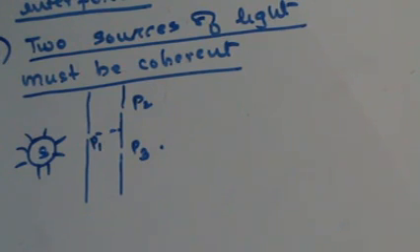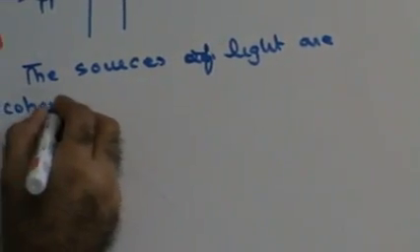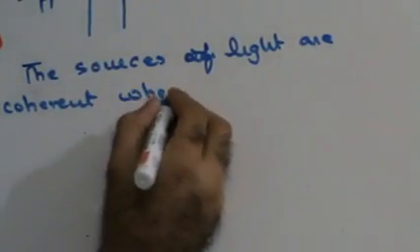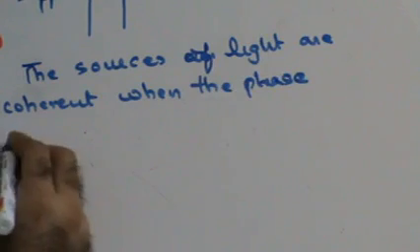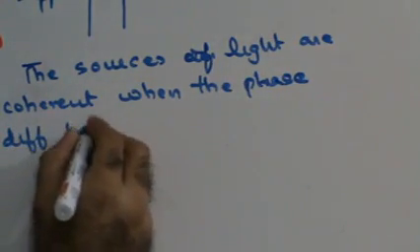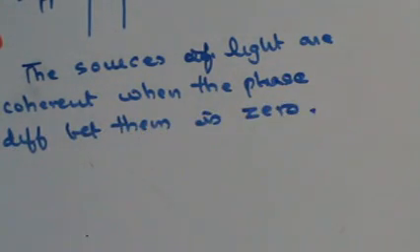So when I say that two sources of light must be coherent, it means the phase difference between them should be 0. The sources of light are coherent when the phase difference between them is 0. Right?